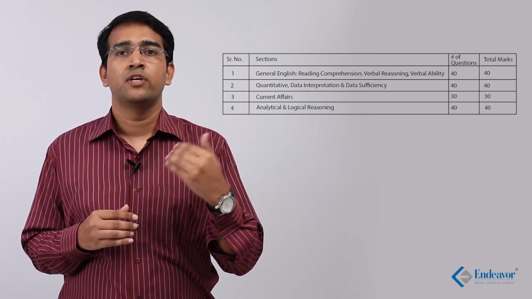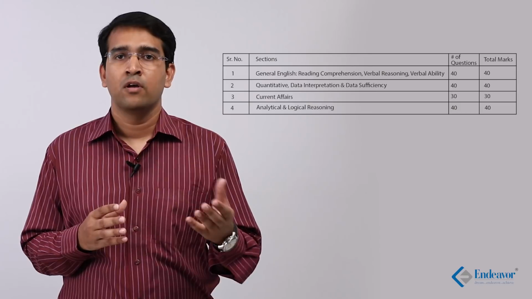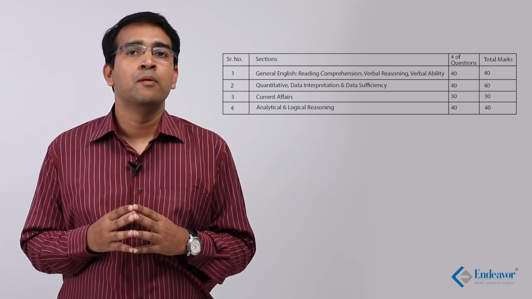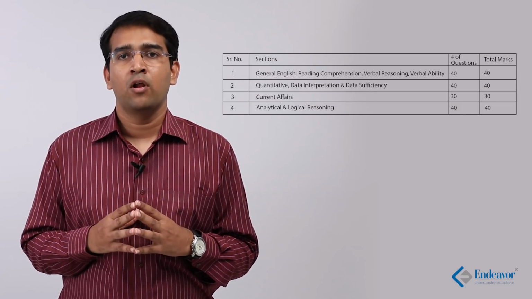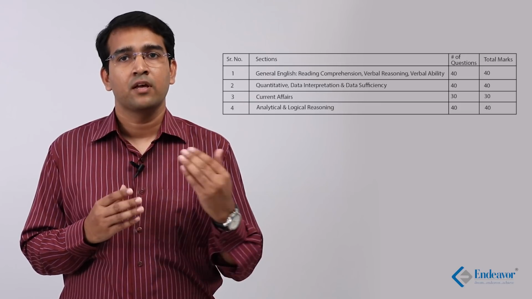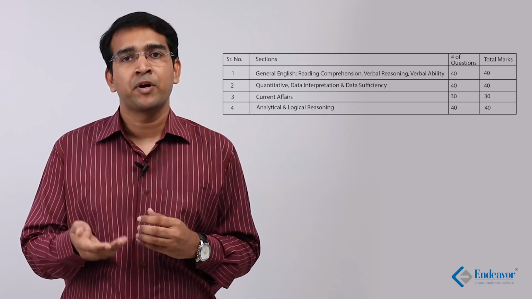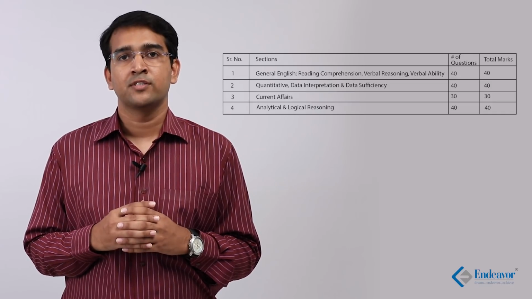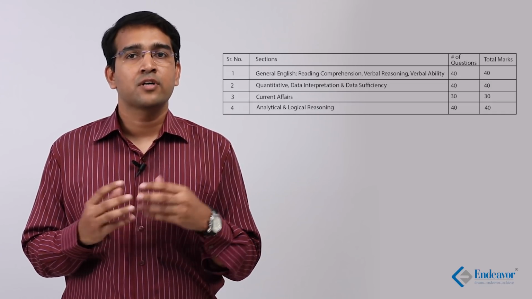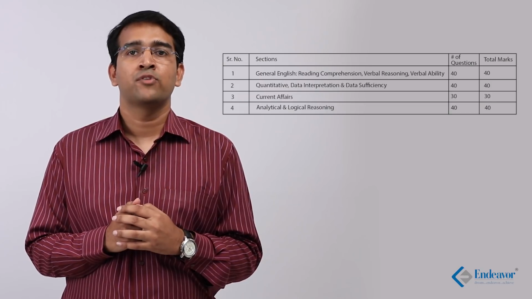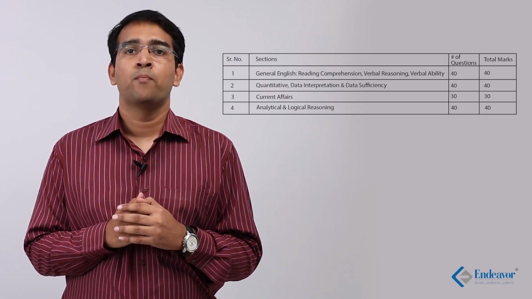General English, which includes RCs, which is reading comprehension, verbal ability and parajumbles, comprises 40 questions, followed by Quantitative aptitude, which includes data interpretation, also 40 questions. General awareness, which is current affairs nowadays, comprises 30 questions, followed by logical reasoning, which is also 40 questions.